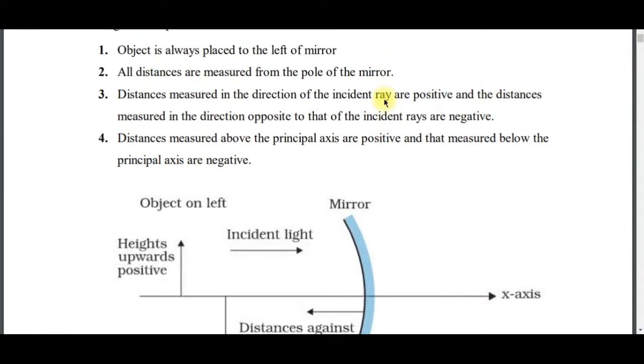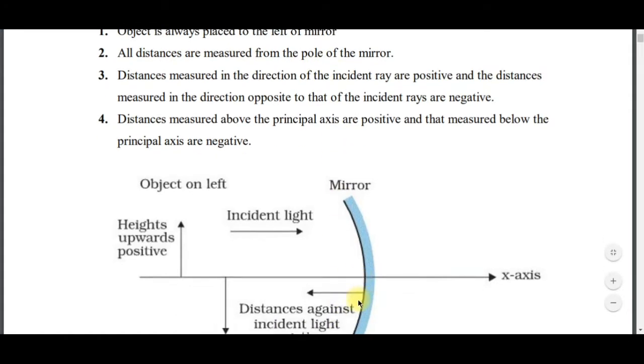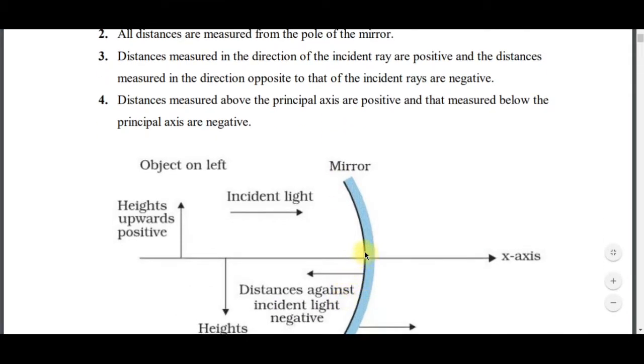Object is always placed to the left of the mirror. All distances are measured from the pole. That is, we have the pole here, and all distances will be measured with respect to the pole. Distances measured in the direction of the incident ray are positive. So this is the incident ray, and all the distances measured in this direction are positive.